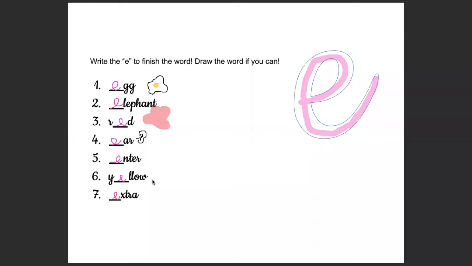Yeah, L, yellow. I'm gonna make a yellow spot. And the last word says extra. Extra, if you get extra of something, you get more of it.